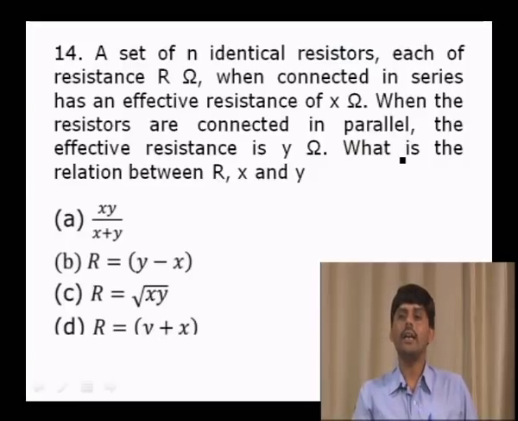A set of n identical resistors, each of resistance R ohm, when connected in series, has an effective resistance equal to X. It means Rs is taken as X. When the resistors are connected in parallel, the effective resistance is Y, that is Rp is equal to Y. What is the relation between R, X and Y? Option A: xy by x plus y. Option B: R is equal to y minus x. Option C: R is equal to root of xy. Option D: R is equal to y plus x.